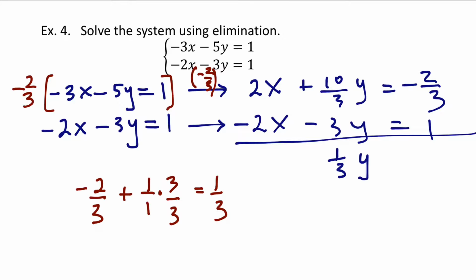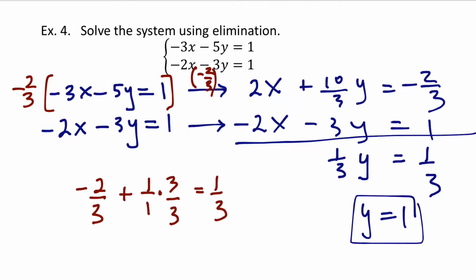Now I'm going to do the same thing for the last term. I've got negative 2 thirds plus 1. 1 is just 1 over 1. Getting a common denominator here, I've got negative 2 thirds plus 3 thirds is 1 third. So 1 third over here. Now you can see that if you divide by 1 third, you're going to get y is equal to 1. All right, so we found that y is equal to 1.